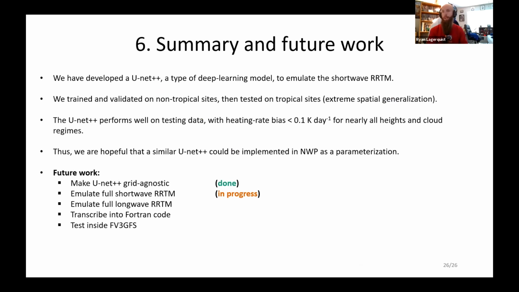So to summarize, our future work involves making the UNet++ grid agnostic in order to actually put this inside NWP as a parameterization. We've done that. We're also currently emulating the full shortwave RRTM with aerosols, trace gases, and ice and liquid effective radii that vary, where we don't assume climatology. The next thing after that will be emulating the full long wave part of the RRTM and then transcribing all of this stuff into Fortran code. And after that, we plan on testing all this stuff inside the FV3 version of the global forecast system model.